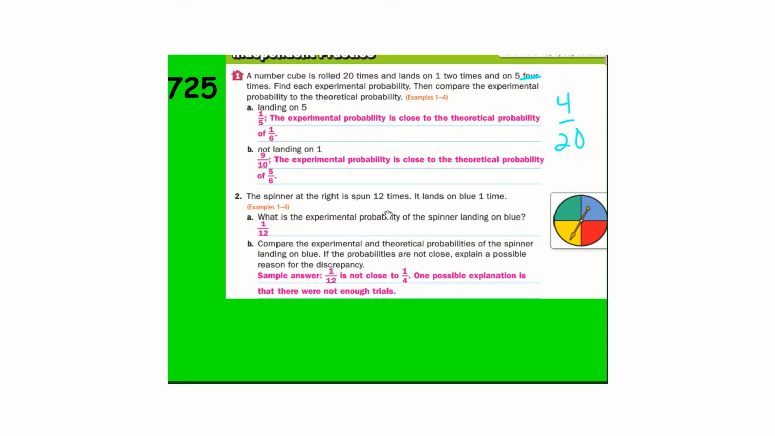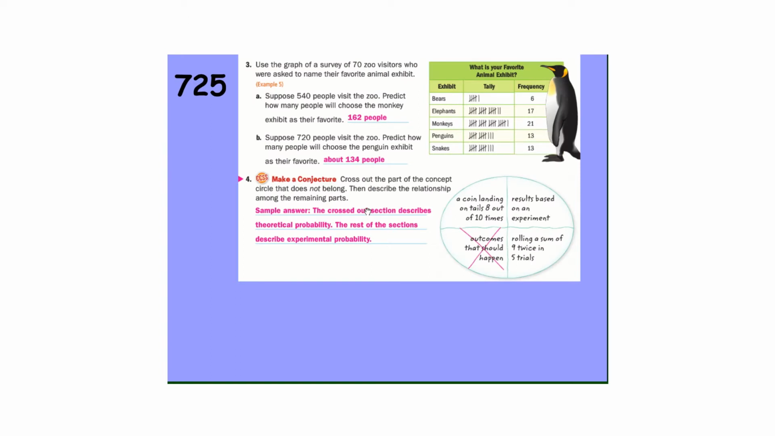Not landing on a 1. So they landed on a 1 2 times out of 20. So that means they didn't land on a 1 18 times out of 20. So that's 9/10. Is that close to the experimental? And they say that is close. Okay, so correct number 2 there. 725.